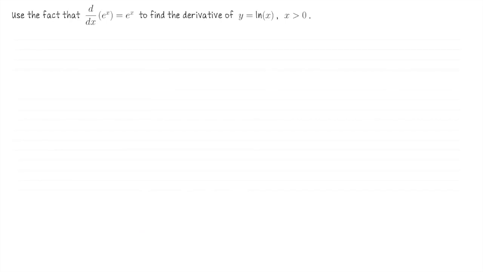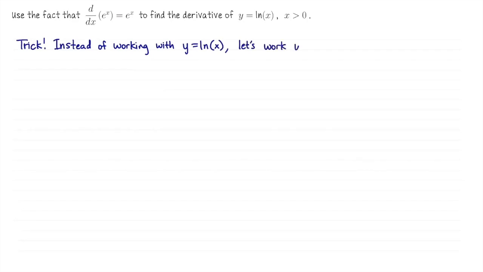Having differentiated e to the x, it now makes sense to think about the derivative of its inverse function, natural log of x. Okay, so imagine y equals the natural log of x, and I would like to compute dy dx. We could try to set up a difference quotient and take a limit, but instead of staying in the form y equals natural log of x and working with the difference quotient, I'm going to exponentiate both sides so that we can work with e to the y equals e to the natural log of x, or in other words, x. Here, x is greater than 0. Okay, so I've rearranged terms so that e to the y is x.